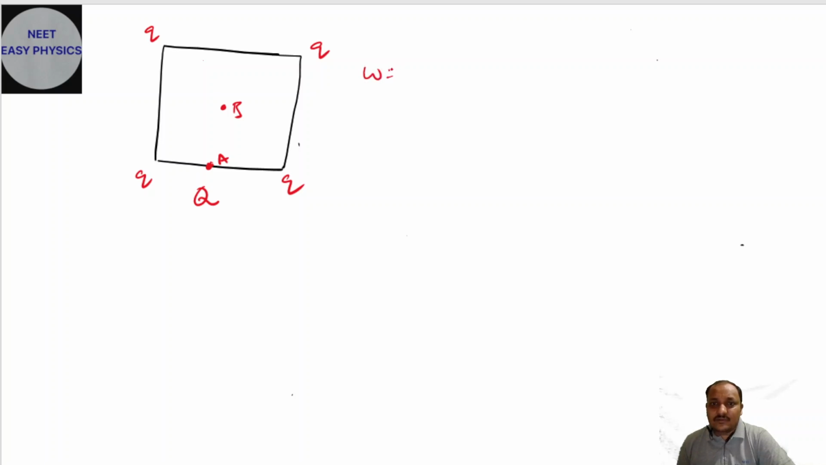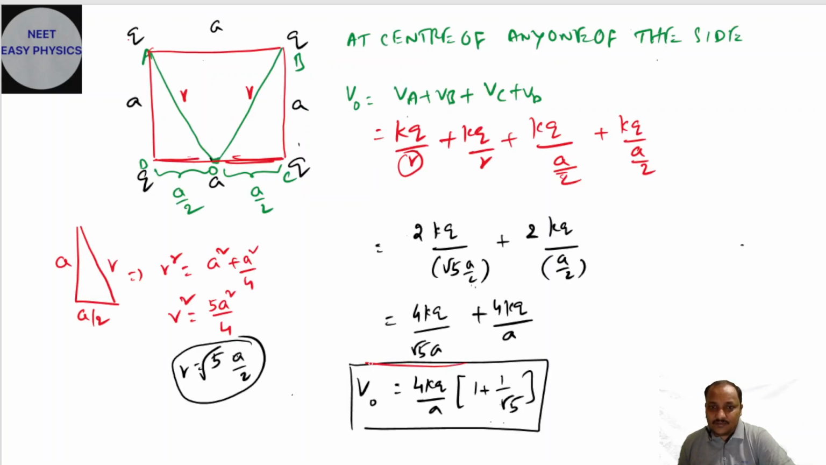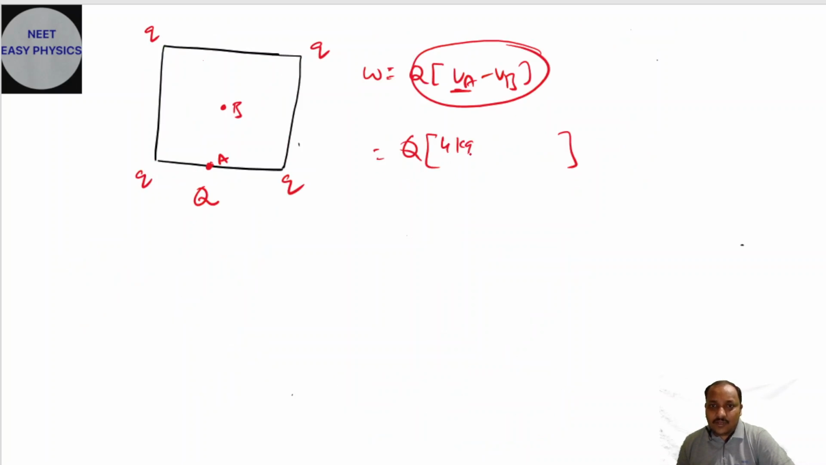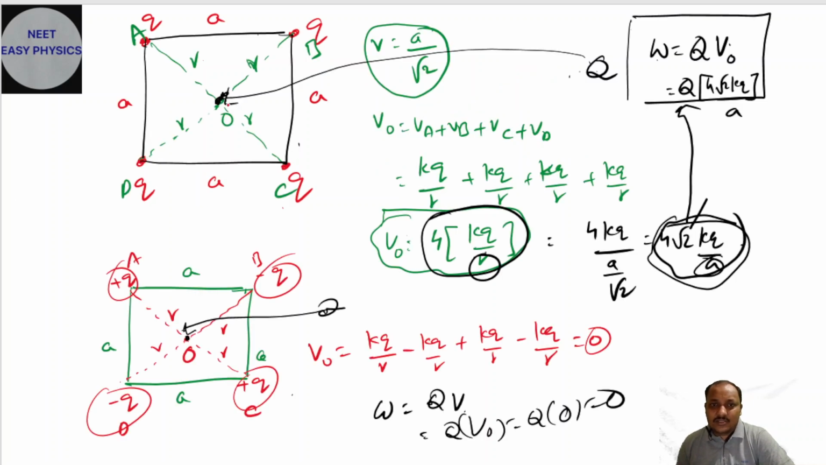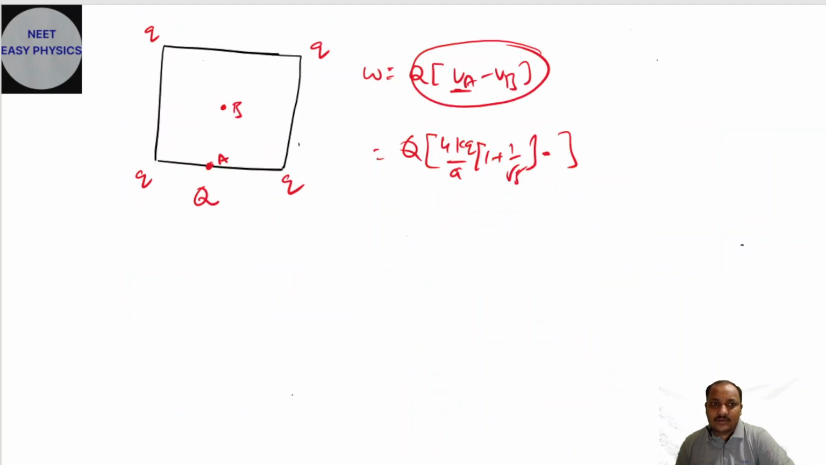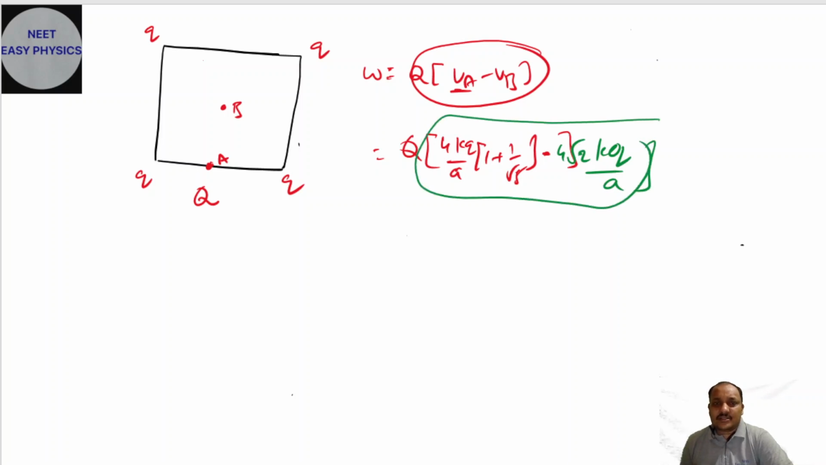So W is equal to, potential difference formula we will use, Q into VA minus VB. So Q into, what is the potential at A? This is the potential at the center of any one of the sides: 4kQ by a, 1 plus 1 by root 5, minus, what is the potential at the center? 4 root 2 kQ by a. Correct? So you can subtract. This is one model.